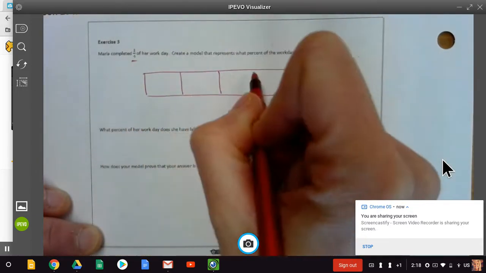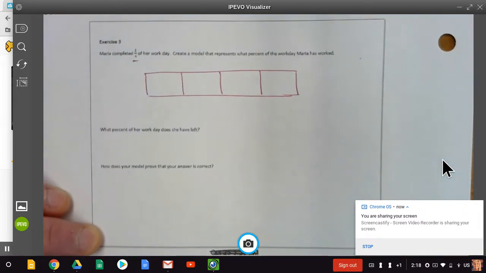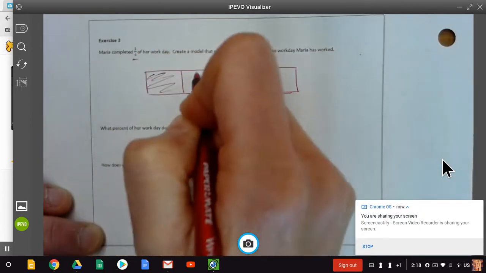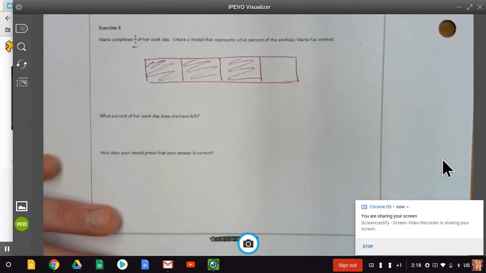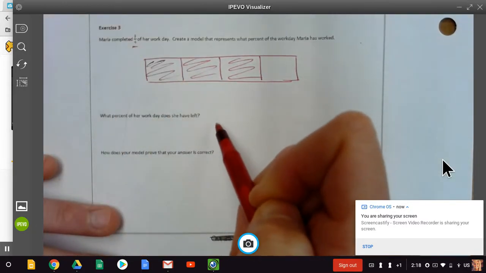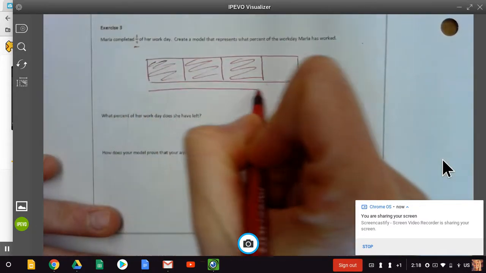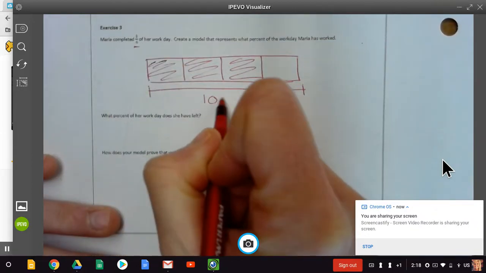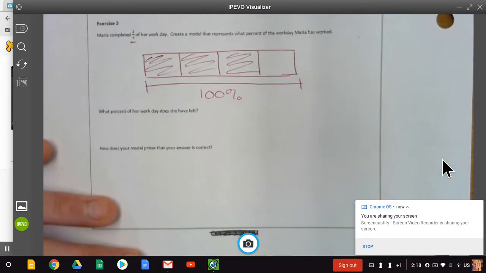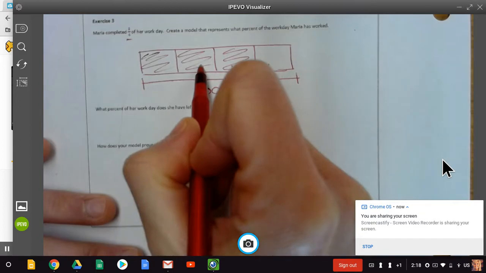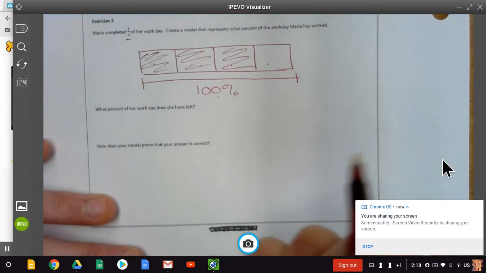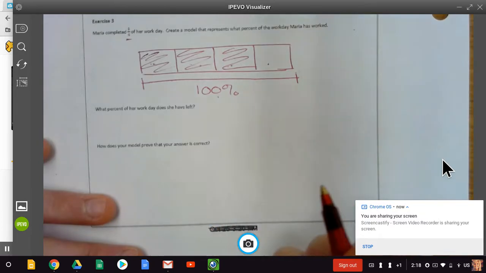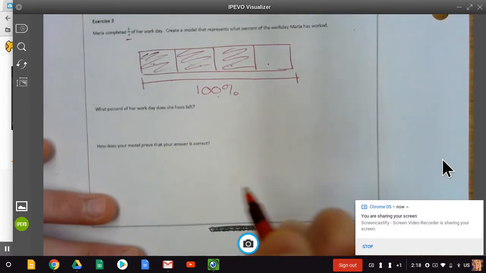Hopefully you broke it into 4 parts. 3 lines makes 4 parts. And if we know she's completed 3 out of 4 parts of her workday, we're going to color in 3 out of 4. Okay, that's our diagram. Now it says, what percent of her workday does she have left? Well, if I know the whole thing is equal to 100%, because all percents are out of 100, and I divide 100 by 4 parts, that's going to give me what percent for each box. I want you to write it above each box.